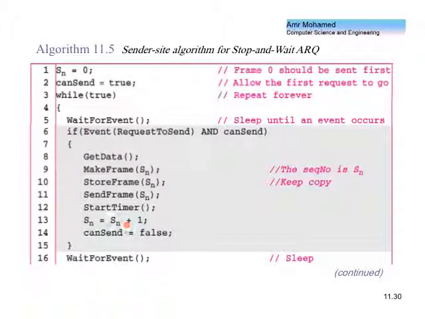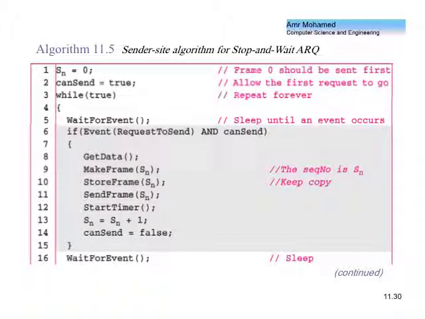And again, once I start the timer, I will advance the sequence number to indicate that in a normal situation I should send the next frame. What will happen if I don't receive the acknowledgement? I can simply subtract 1 from the sequence number just to indicate that I need to send the current frame.